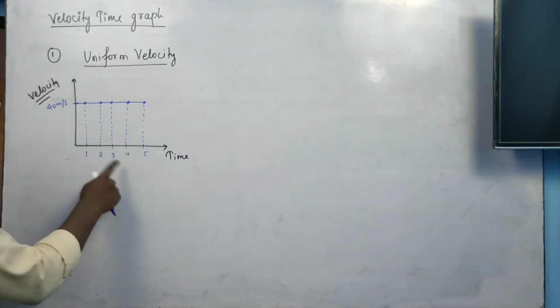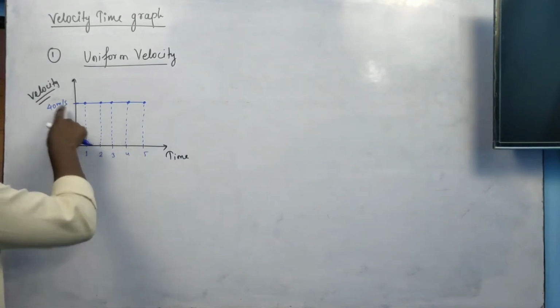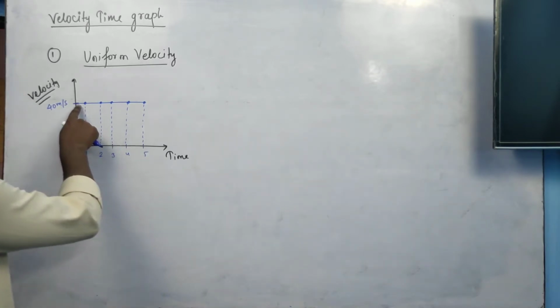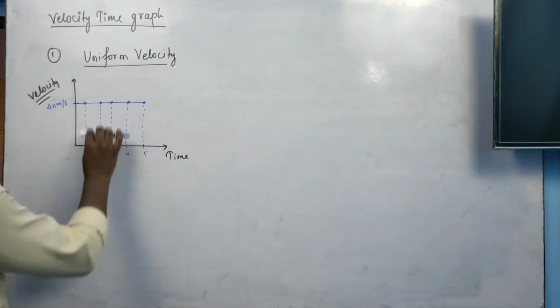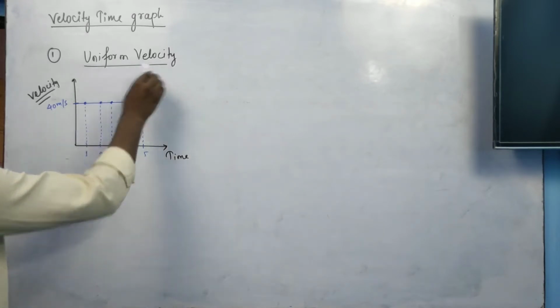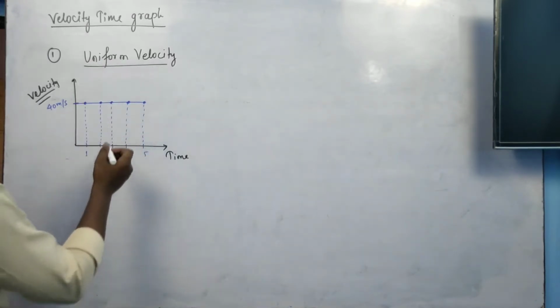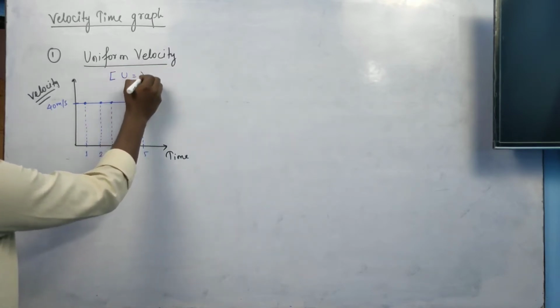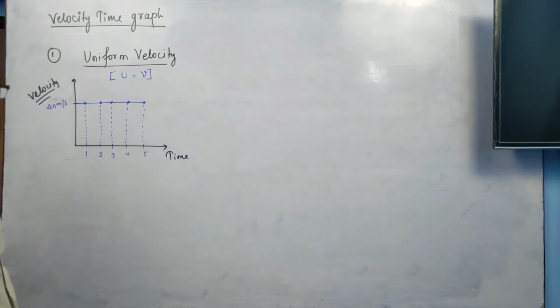The time keeps on changing, but the value of velocity is always the same. So this is the graph. The straight line which is parallel to the time axis represents uniform velocity. In uniform velocity, you have to clear the concept that initial velocity and final velocity will always be the same.